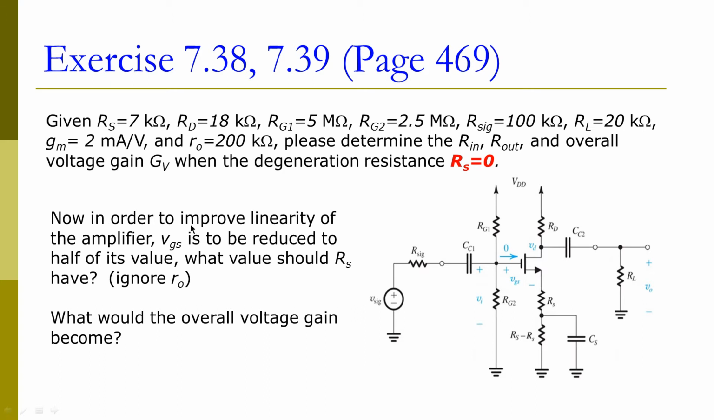In order to improve the linearity of the amplifier, we are going to reduce our vgs to half of its previous value. This can be achieved by adding this degeneration Rs resistor here. And here we were asked to find out how much this Rs must be to make our vgs become half of its original value. And finally, we will calculate our overall voltage gain again.